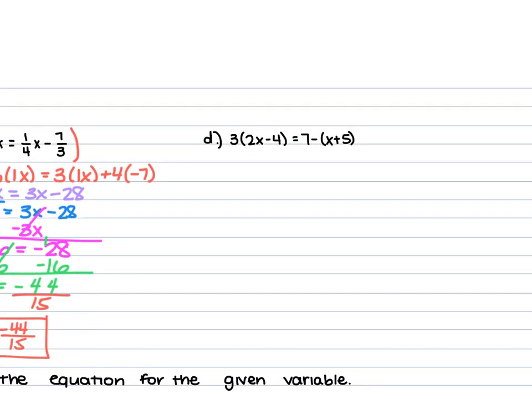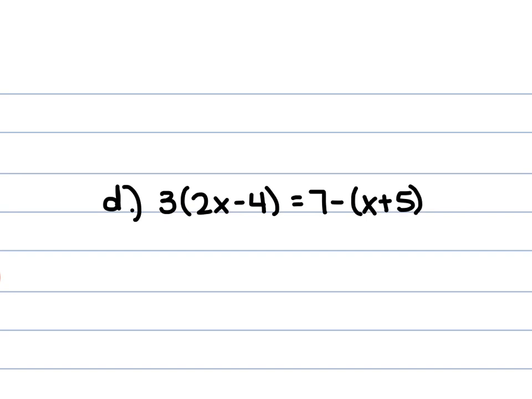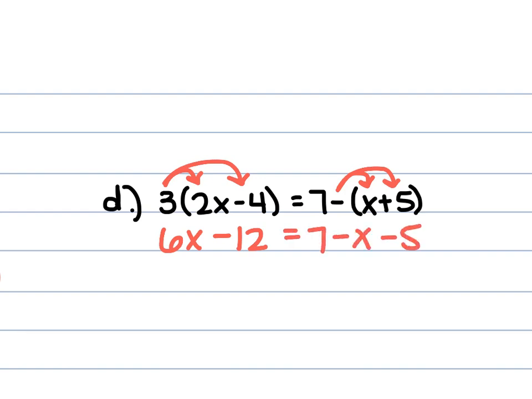So from here, if we look at example D, we have 3 times 2x minus 4 is equal to 7 minus x plus 5. So we're going to distribute that 3 on the left side to get 6x minus 12. That negative on the right side will distribute, so we're going to change the sign on each of the terms on the inside of the parentheses. We'll get 7 minus x minus 5. Combine like terms. The 7 minus 5 gives us 2. So this is going to be 6x minus 12 is equal to 2 minus x.